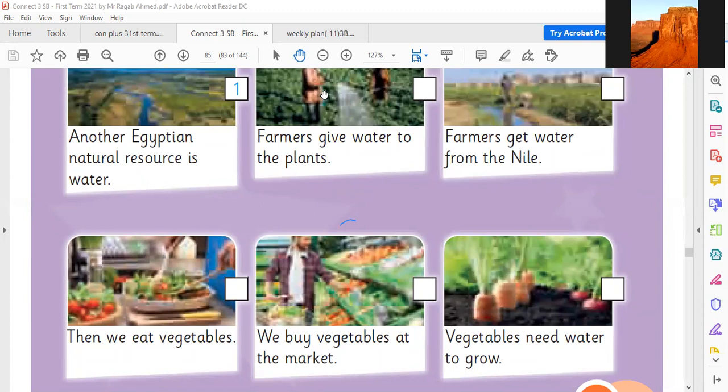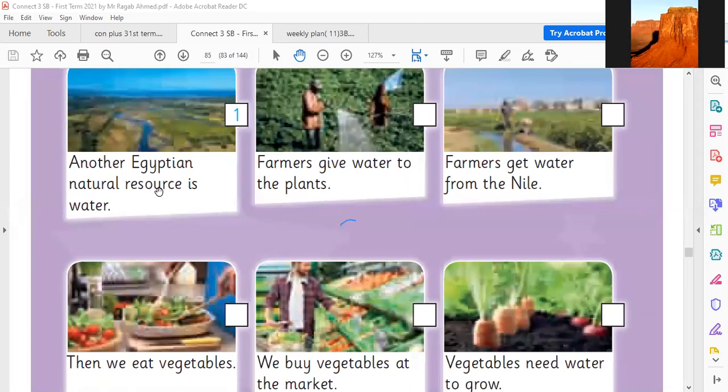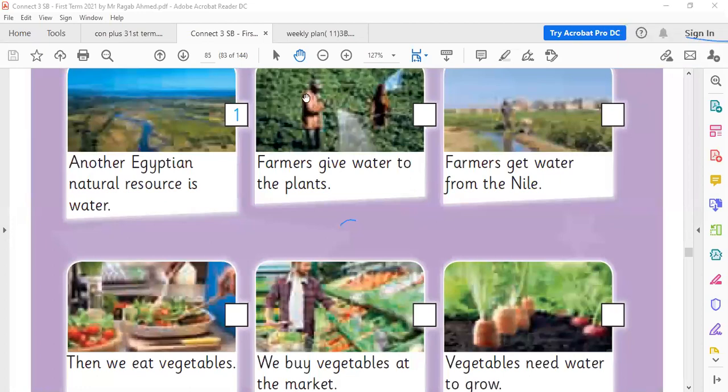Ahmed Adli also. Somebody, Ibrahim. Number 2. Let me ask Omar Kamal. Number 1, another Egyptian natural resource is water. What is number 2? Farmers get water from the Nile. That's right. Excellent. This is number 2.